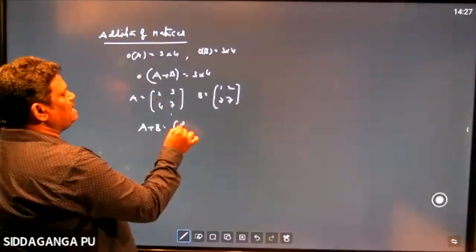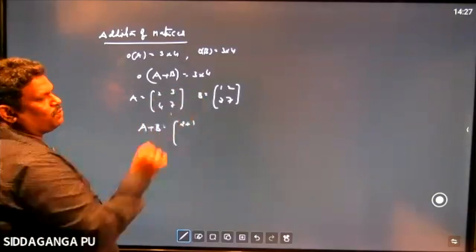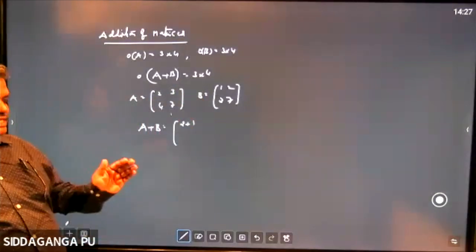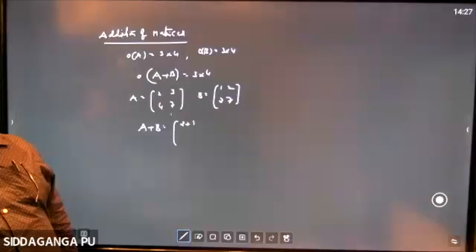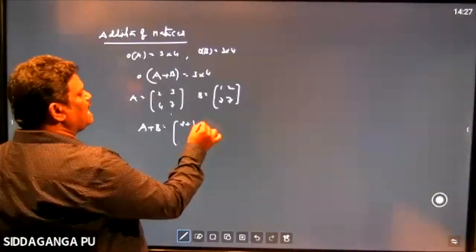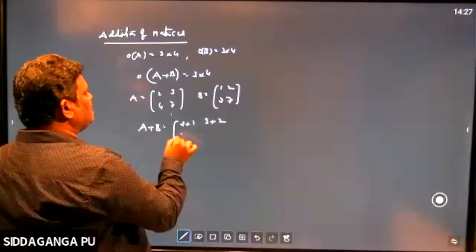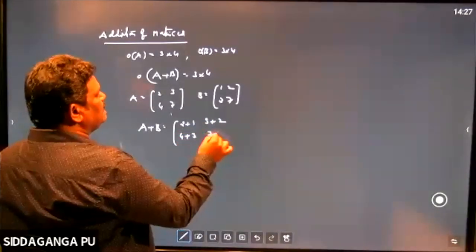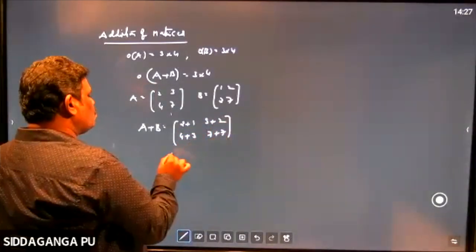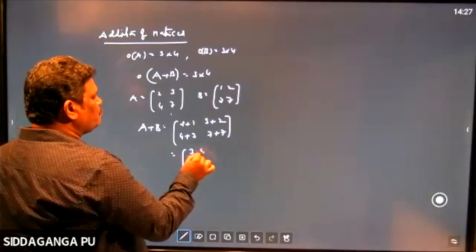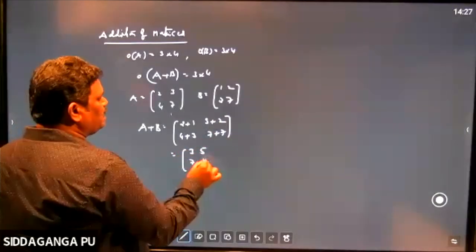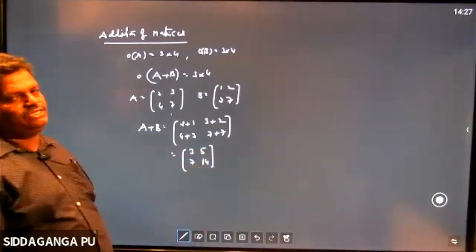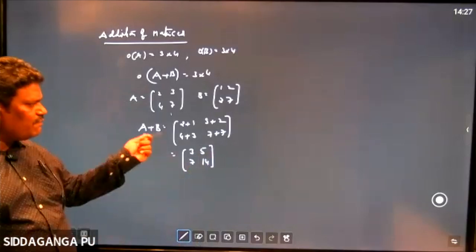First, we add the corresponding elements: the first element of the first matrix with the first element of the second matrix. Now we add 3 plus 2. Now we add 4 plus 3. Here 7 plus 7. Now what we read here: 3, 5, 7, 14. This is the resulting matrix of the given two matrices. This is the addition of these matrices.